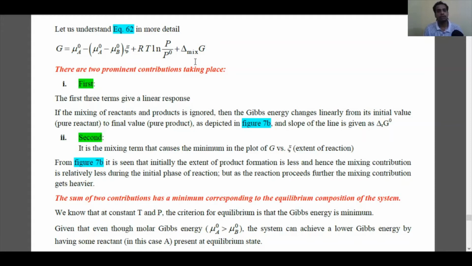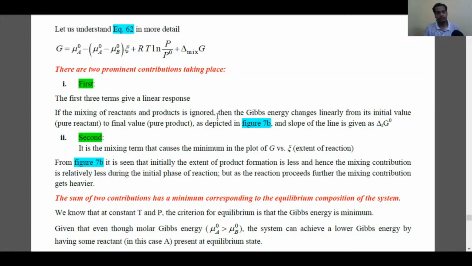Okay, the fourth term is the mixing term, the free energy of mixing. So we'll first understand the first 3 terms. The first 3 terms give a linear response if the mixing of reactants and product is ignored. If we ignore the mixing of reactant forming product, so eventually they will mix with each other and there will be a mixing term.